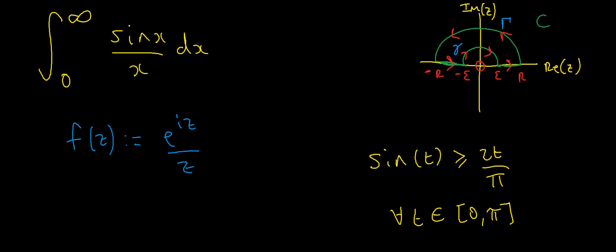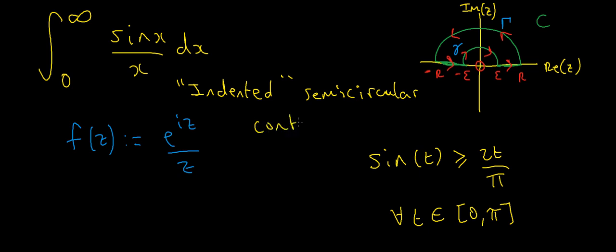So what sort of contour am I going to use? Well, I'm going to use a semicircle with a smaller semicircle cut out from the middle. It's what's called an indented semicircular contour. That basically means you've got a semicircle, but since there's a singularity or a pole at the origin, we're just going to jump over it just a little bit.